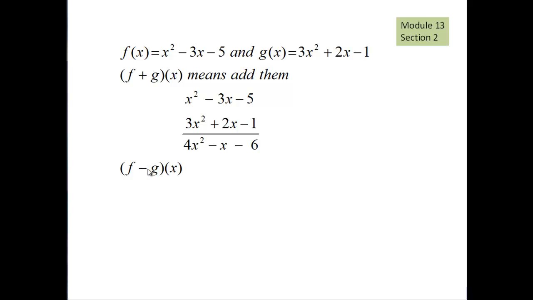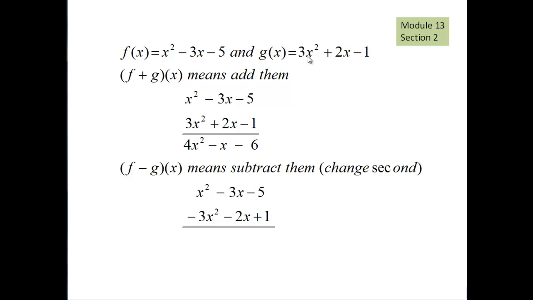Okay, f minus g, I'm going to take my first one. I'm going to change my second one. Subtract means to change, multiply by a negative. So I copy the first, x squared minus 3 minus 5. And then 3x squared becomes a minus, 2x becomes a minus, and 1 turns into a plus. When you combine these, it's negative 2x squared. Combine these, negative 5x. Combine these, negative 4.